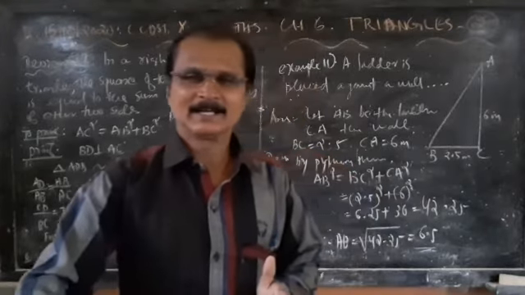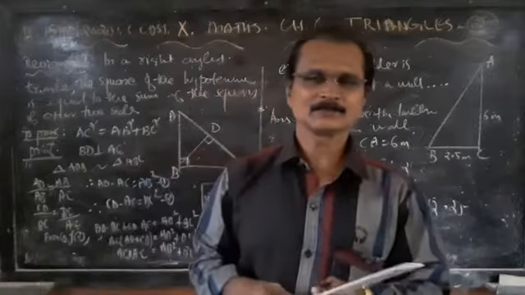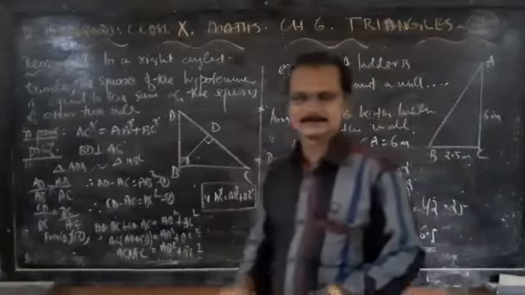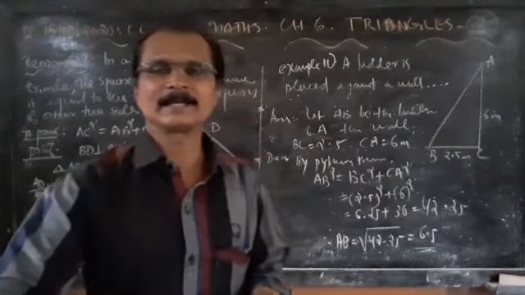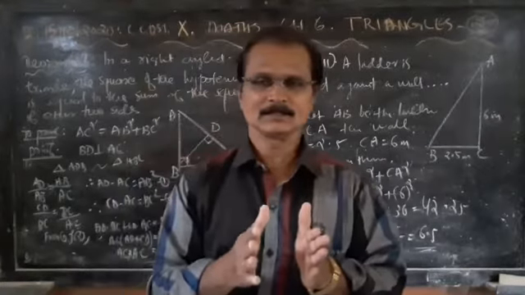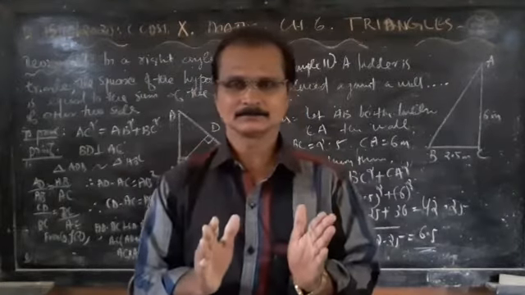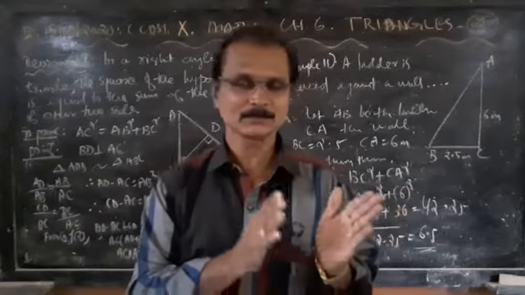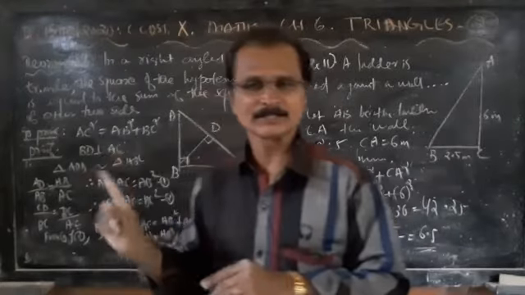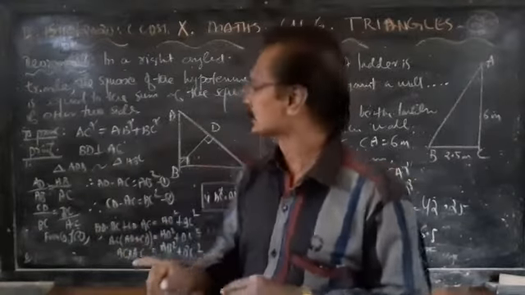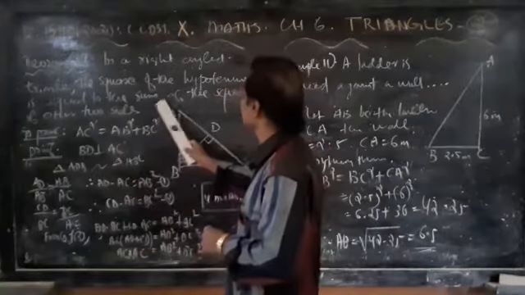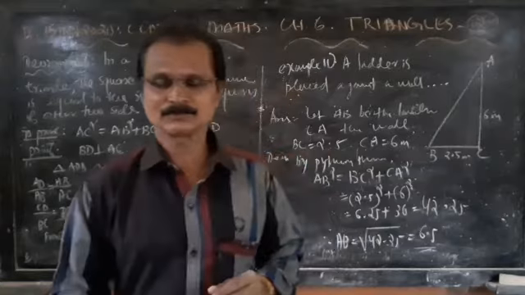Today, the second lecture of the same chapter, chapter 6, triangles. In the first lecture we have seen an important theorem. In this chapter, two theorems are there, and the first one is already covered. Today, the second and most important theorem, theorem number 6.8, known as Pythagoras theorem.